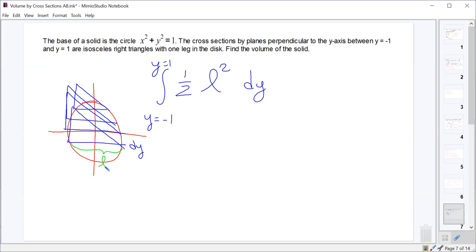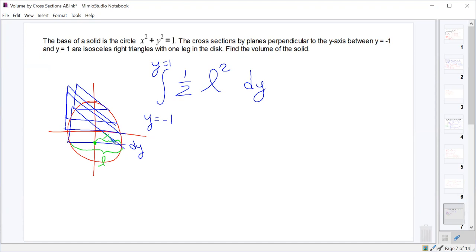Okay, let's convert it to some form of x first. How are we going to convert it into x? What is the distance starting from here to here? It's x. You all agree that's x? How do we measure an x value? We measure it from the y-axis to the right.